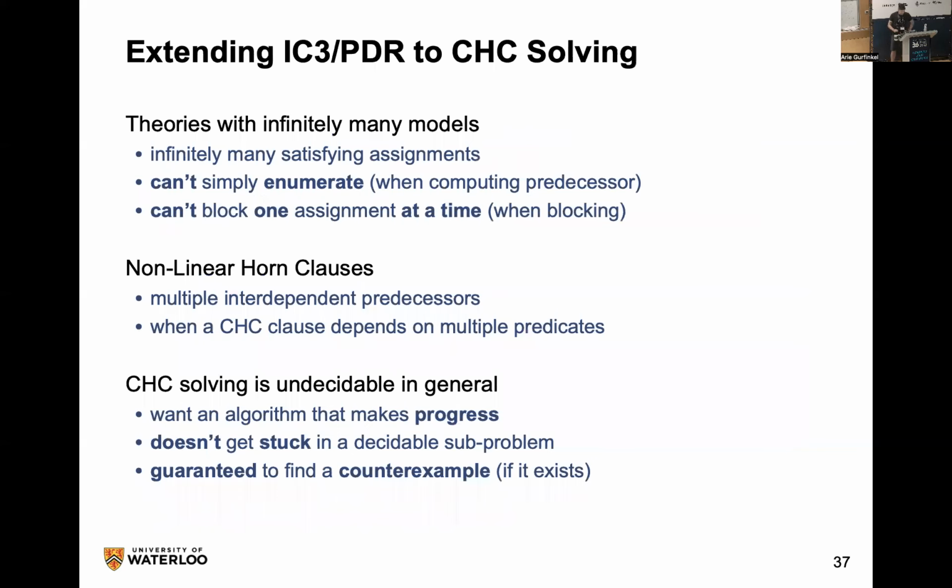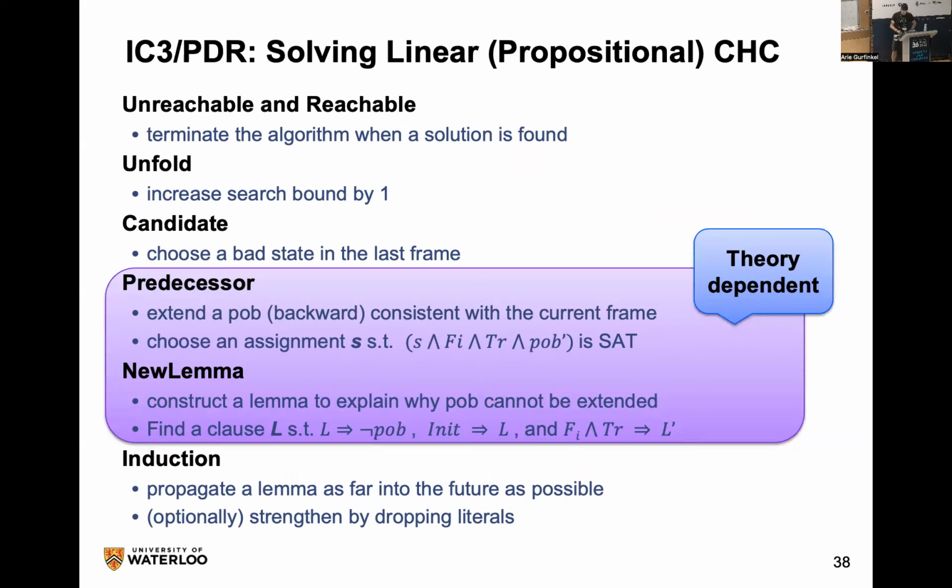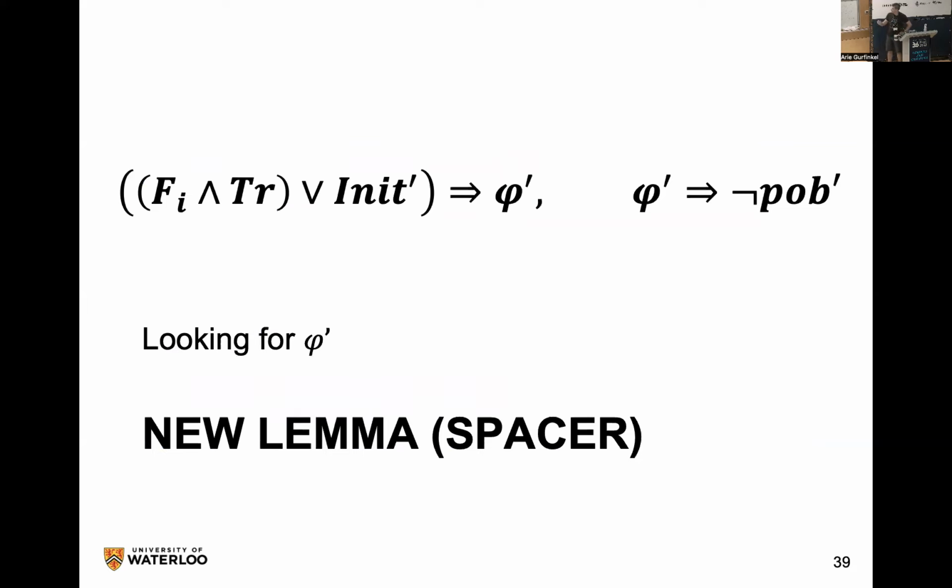Let me skip the slide, since I went ahead. So if we write it down, this is how it looks. What we need in a new lemma is to find phi prime. We have the transition relation or the constraint of the Horn clause. We have the proof obligation. We know that they're separate. We need to find the phi prime to explain this. And if you look at this, you'll immediately say, oh, I know how to find phi prime. And the solution is, well, phi prime is an interpolant.